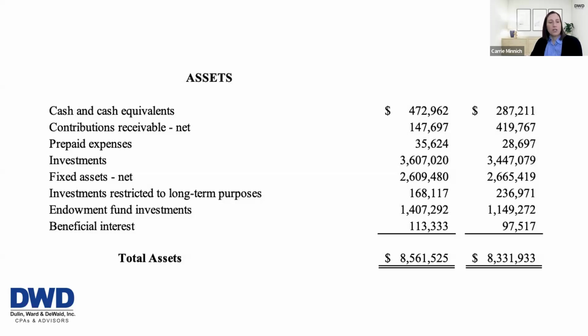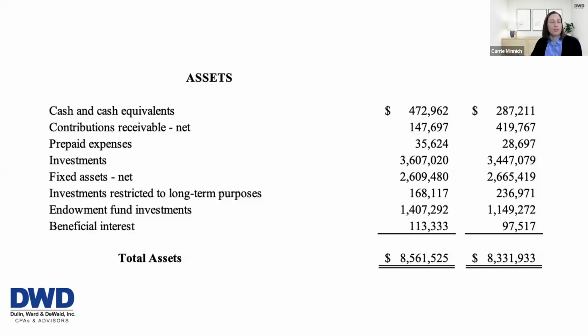The items listed on the left side of the screen are common assets that you will see on a financial statement. These do not include all of the assets that you will see, but I wanted to go over some common ones that you would likely see in your statement. So the first one, cash and cash equivalents. I think that's pretty easy. That's going to be your checking, your savings, your money market, those types of accounts that the organization has.